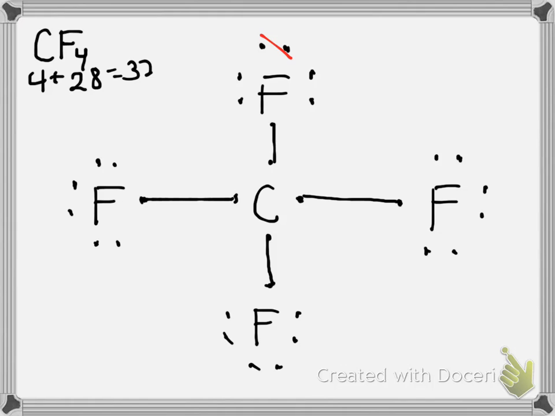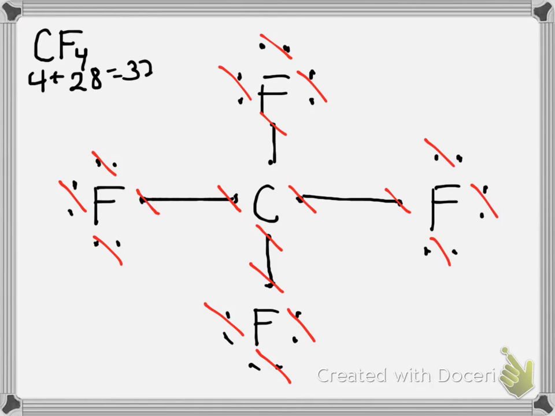Okay, 2, 4, 6, 8. That F has 8. That F has 8. That F has 8. That has 8. And then carbon, 2, 4, 6, 8. Remember, the bonds count as 2. Okay, so everything has 8 that needs 8 right now.